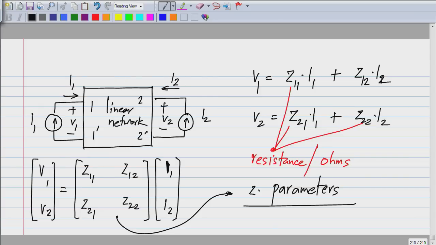Now there is a question: if current direction is opposite, what will be V1 and V2? It will be negative of whatever we have here. Okay. Now, like I said, this V1 and I1 for the two port. Okay. So this V1 and I1 and V2 and I2 are chosen with passive sign convention. Okay. So if V1 is positive on top, I1 will be flowing into the terminal. Similarly, when V2 is positive on top, I2 will be flowing into that terminal.